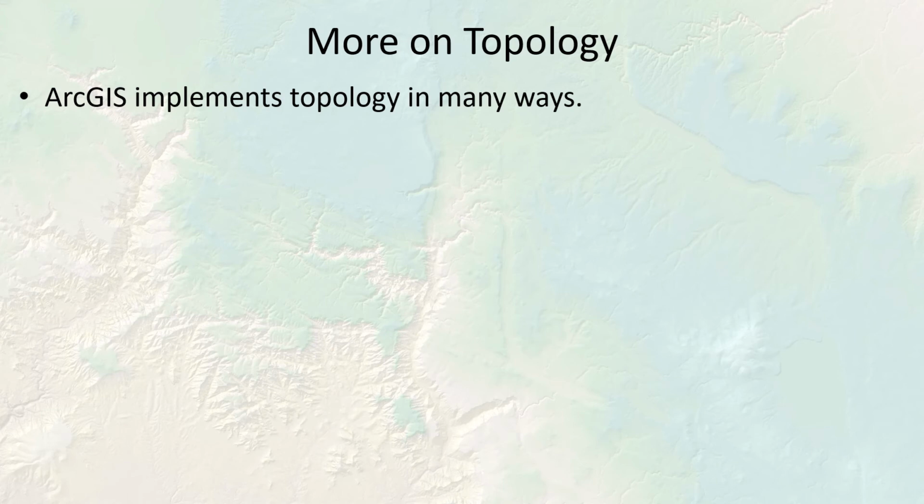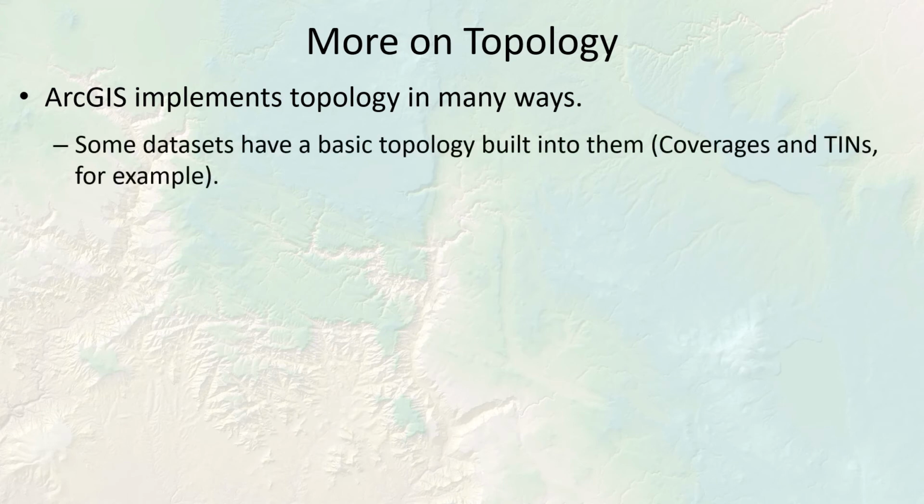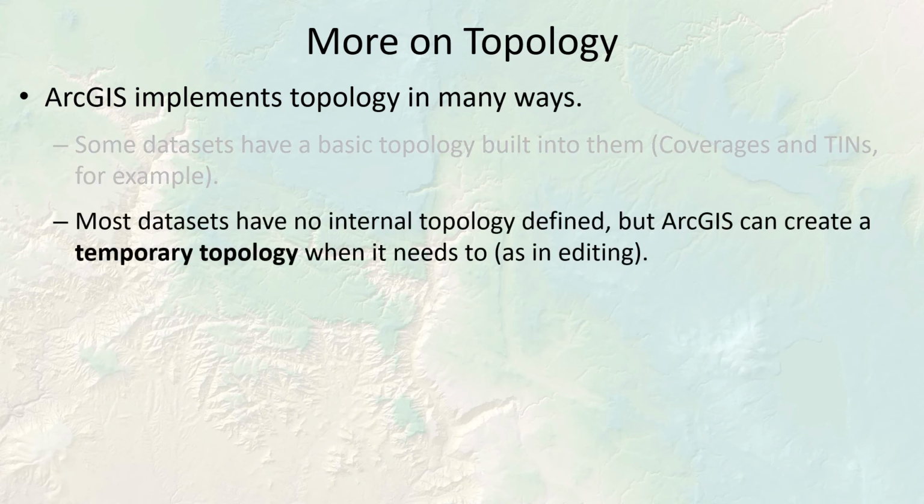Now, some data sets actually have a topology that's built right into them. Coverages and TINs, for example, have the topology embedded into the data. But most data sets don't have any internal topology defined. Shapefiles have no internal topology. A shapefile will just show 2 stand polygons next to each other, and there's nothing in the data set that tells it that they share a common boundary. So when you do editing, ArcGIS just creates this temporary topology in memory.